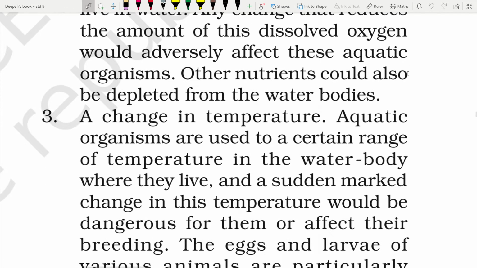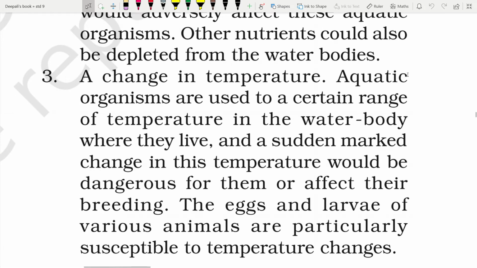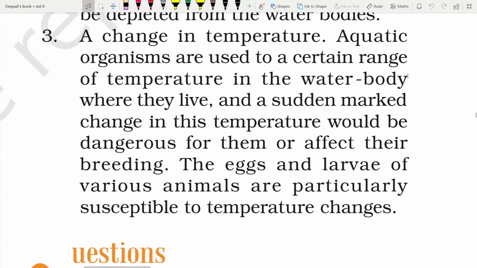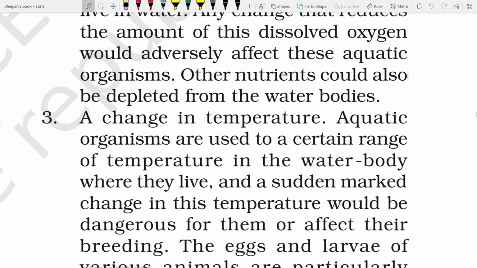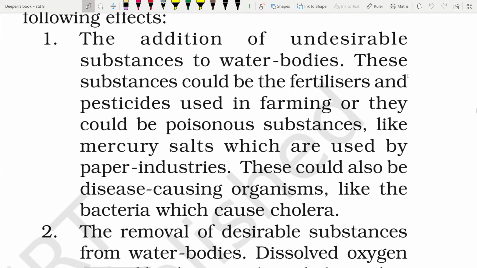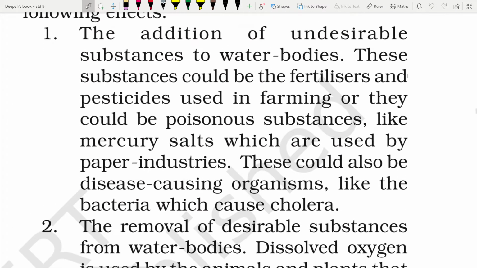A change in the temperature. Aquatic organisms are used to a certain range of temperature in the water body where they live, and a sudden marked change in this temperature could be dangerous for them or affect their breeding. The eggs and larvae of various animals are particularly sensitive to temperature change. So, these are the three major effects of water pollution.